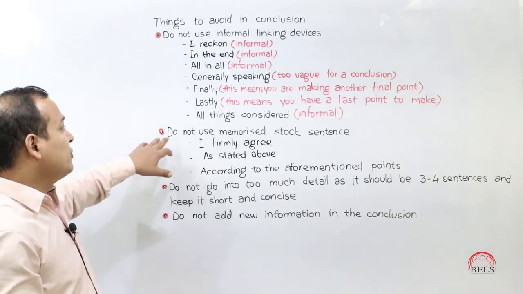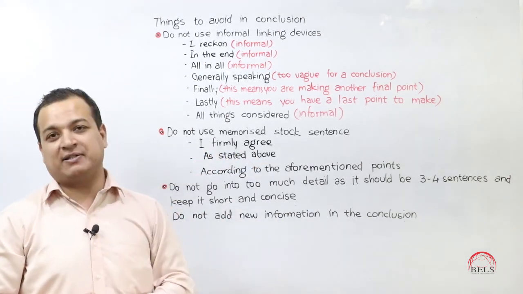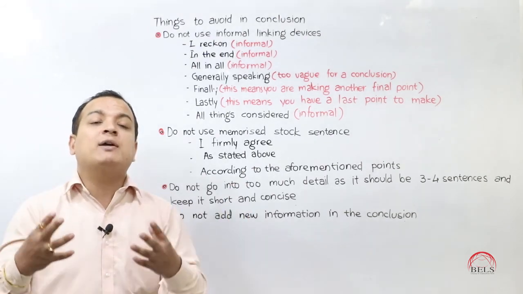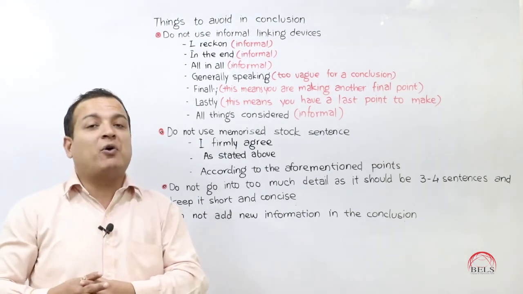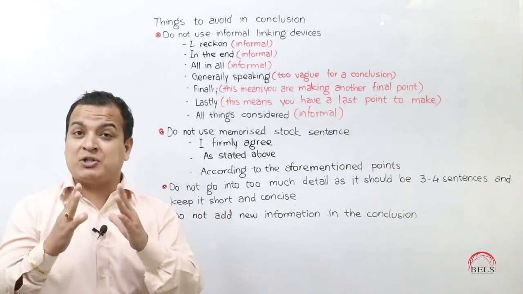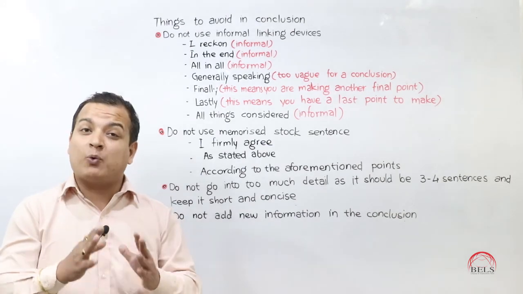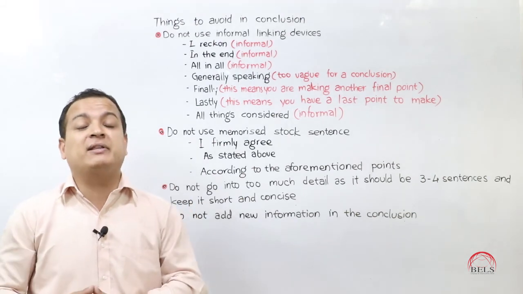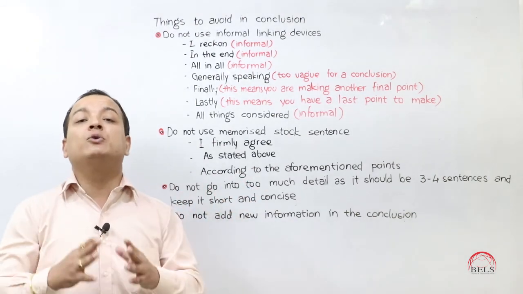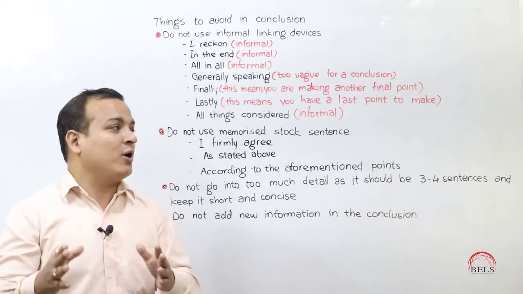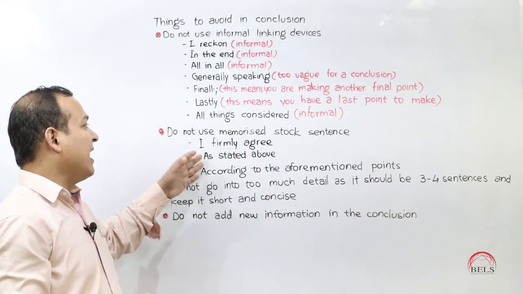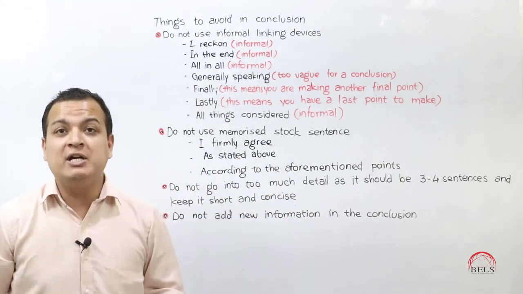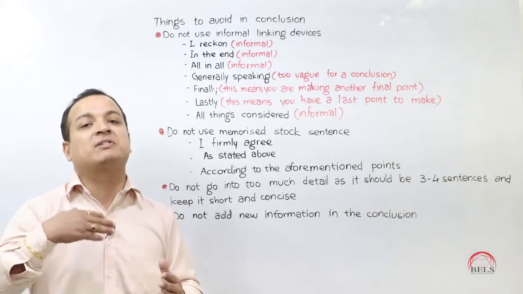The second thing is do not use memorized stock sentences. Some students keep on learning different essays. They try to cram or mug up some lines from those conclusions. So please avoid this. Examiners are quite acquainted with all these things. They check it, and if they find something that you have copied from somewhere else, you tend to lose your score. So do not use memorized stock sentences like "I formally agree," "as stated above," or "according to the aforementioned point." Please try to avoid these. Rather, you can have a substitute for that.